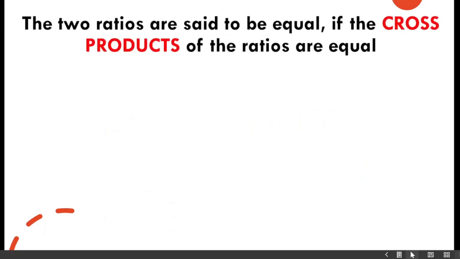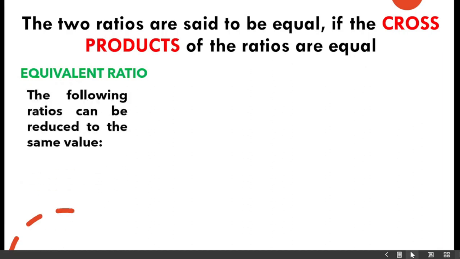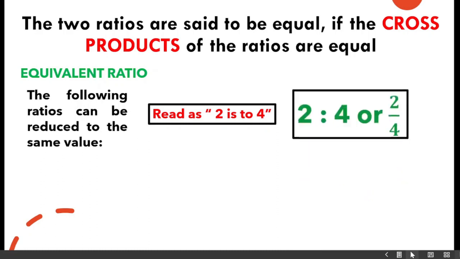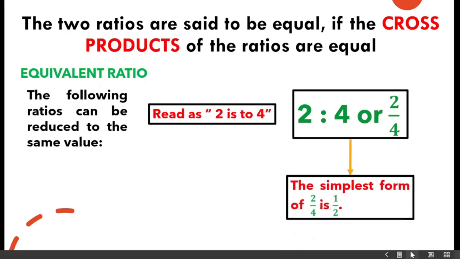The two ratios are said to be equal if the cross products of the ratios are equal. Equivalent ratio. The following ratio can be reduced to the same value. Read as 2 is to 4. 2 is to 4, or 2 over 4, can be simplified as 1 half. The simplest form of 2 over 4 is 1 half.